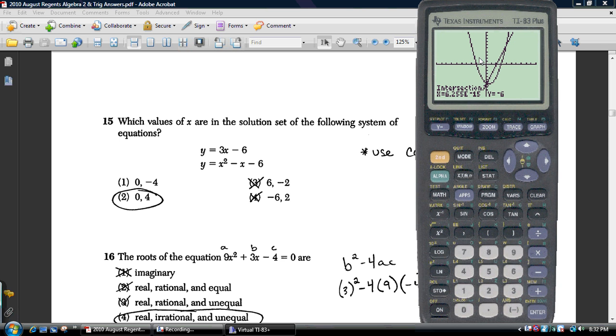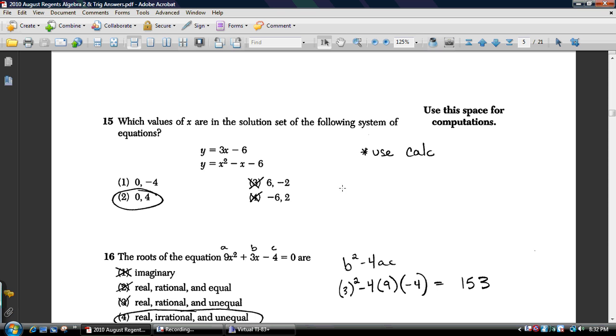So maybe instead of using the intersection tools in my calculator, I'm going to look in my table of values to see where things match up. Okay, well, take a look. When x is 4, both of the y's are 6. So 4 is one possible answer. Let's take a look also. When x is 0, both of the answers are negative 6. So in other words, 0 and 4 are possible answers for x, for which these two equations have the same values.